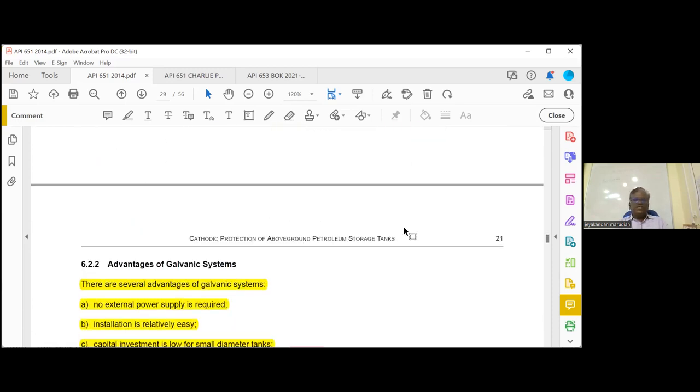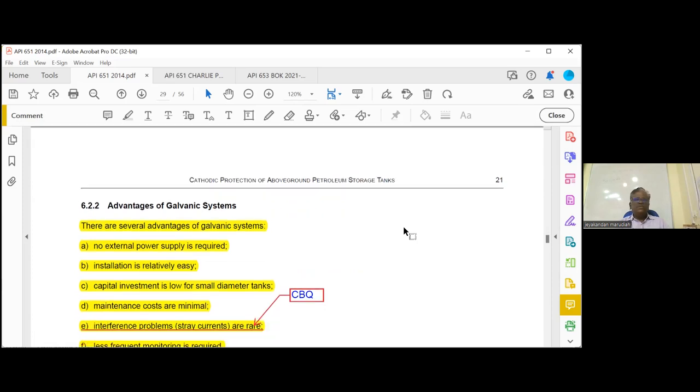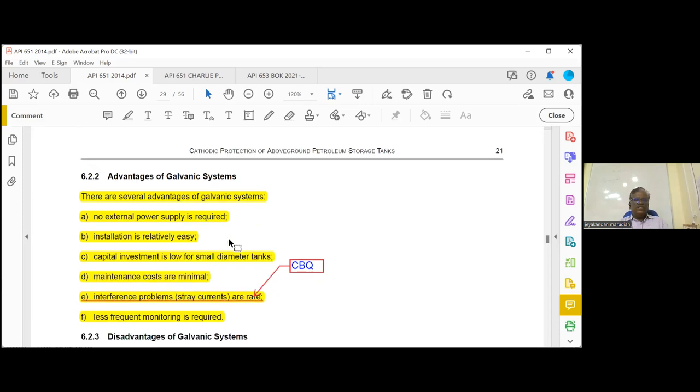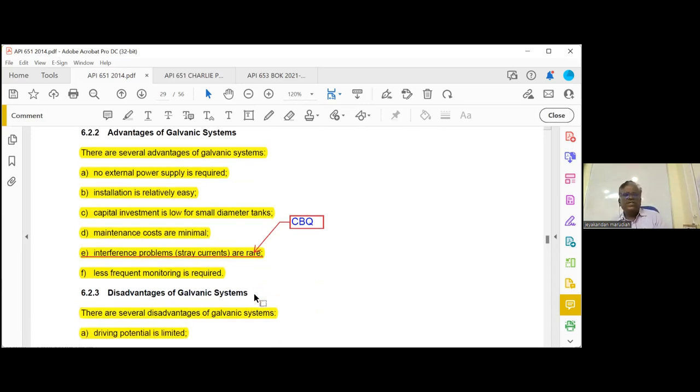Now, what is the advantage? Please go to page number 21. Advantage of galvanic system. There are several advantages. No external power supply is required. Installation is relatively easy. Capital investment is low for small diameter. Maintenance costs are minimal. Then this was asked in the closed book. Interference problems are rare, because there is no external current. Less frequent monitoring is required. So this is closed book.